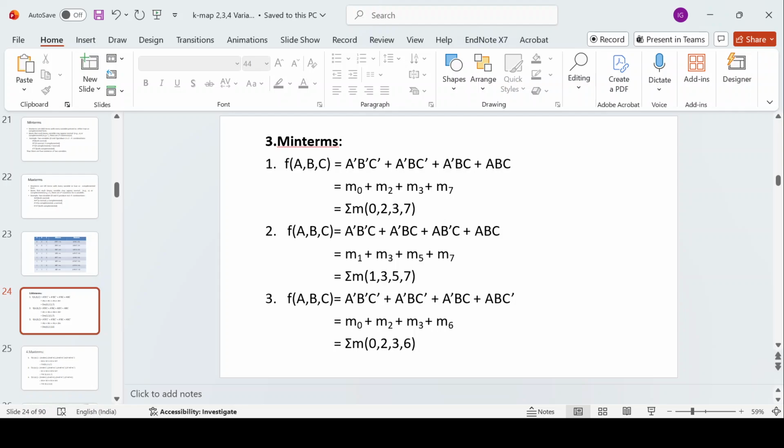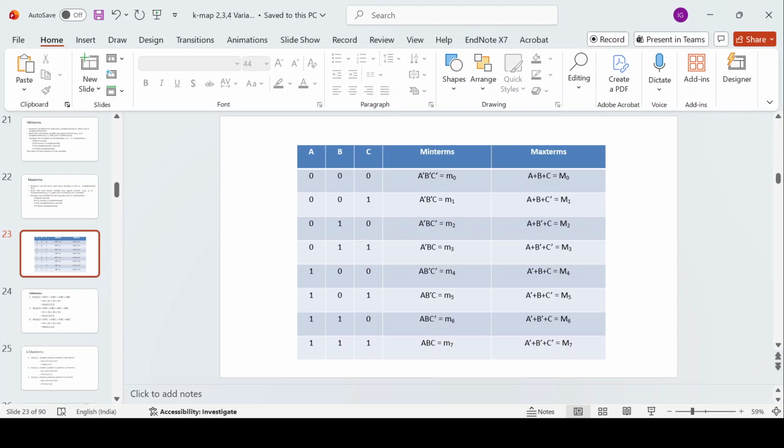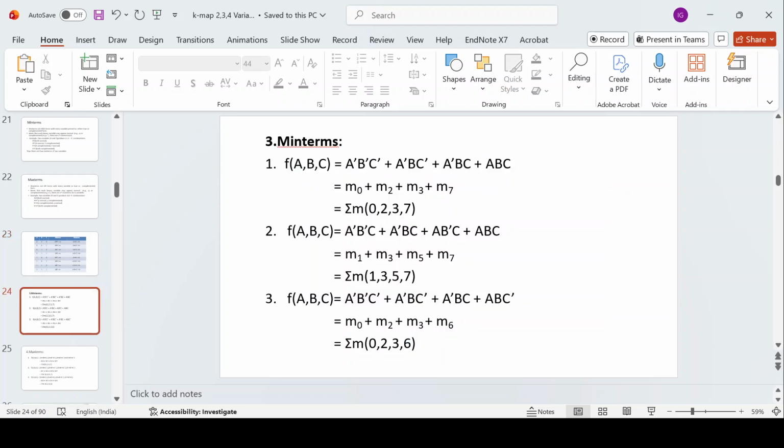So for example, the min terms given are A dash B dash C dash plus A dash B C dash plus A dash B C plus ABC. So in that, A dash B dash C dash is equal to m0, A dash B dash C is m1, and so on. So we have to create the table. From the table we can represent the min terms as m0 plus m2 plus m3 plus m7.